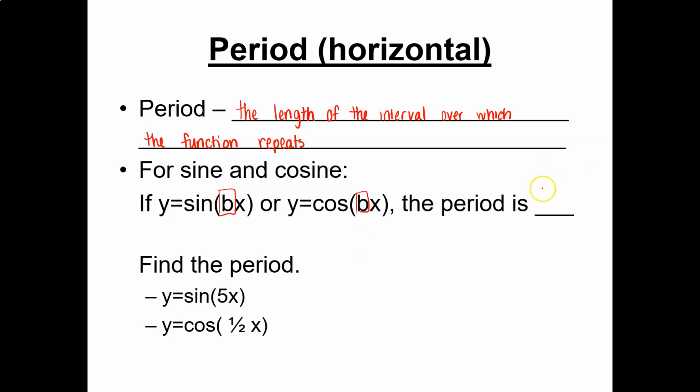So normally the period would be 2 pi, but if we have a number in front of our x or our theta or whatever variable we have here, we're going to have to divide by that number. So the period is going to be 2 pi divided by b, or whatever number is in front of your x there. So if we have a number in front of our variable inside of the parentheses, then the period is going to be 2 pi divided by that number. So 2 pi divided by 5.